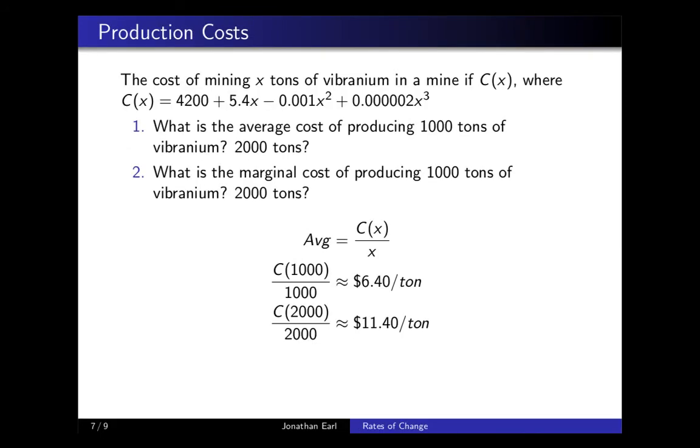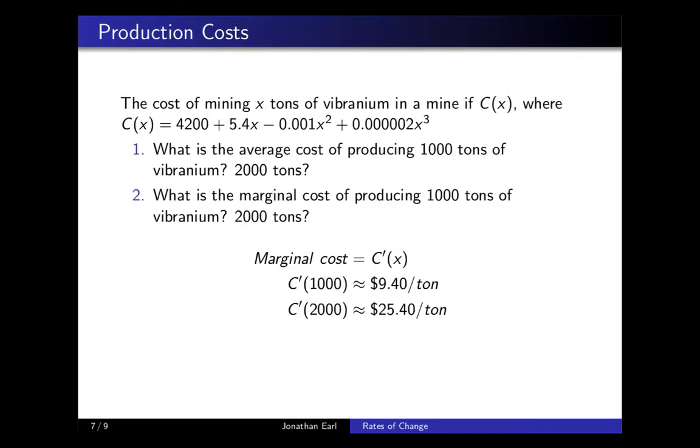We are going to take the average cost to be given by this expression, the cost divided by x. So the cost of producing x tons divided by the number of tons. If we find the average cost for producing 1,000 tons, we would find it's about $6.40 per ton, whereas if we produce 2,000 tons, we'll get $11.40 per ton. In other words, the cost of producing more tonnage increases pretty substantially as we go along.